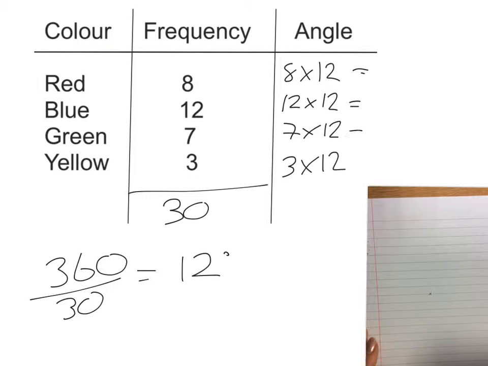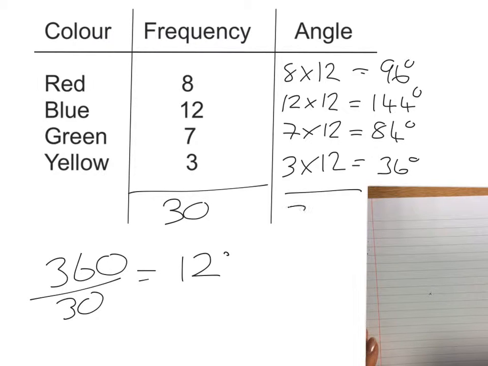So that's giving me angles of 96 degrees, 144 degrees, 84 degrees, and 36 degrees. Always do a quick check that your angles total up to 360, and in this case they do. So very simple to get the angles.